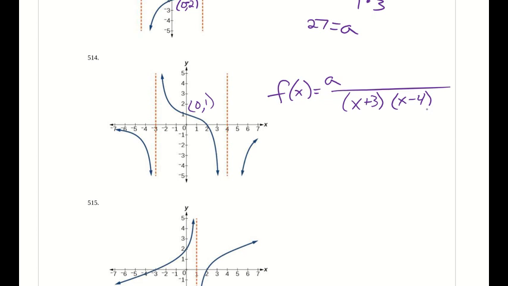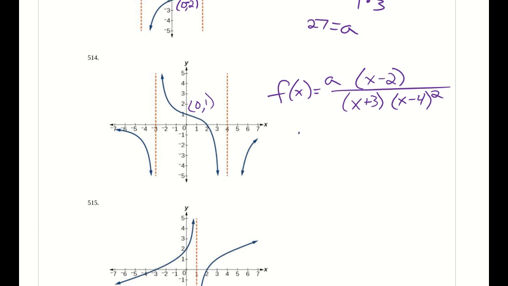x minus 4, because x equals 4 is a vertical asymptote. And as x is approaching from both the left and the right, it's both equal to -infinity. So x minus 4 has to be squared. Now, our zeros in the numerator, we have x minus 2 because we have a 0 at x equals 2. Now we just need to use that y-intercept to check what our a value has to be.